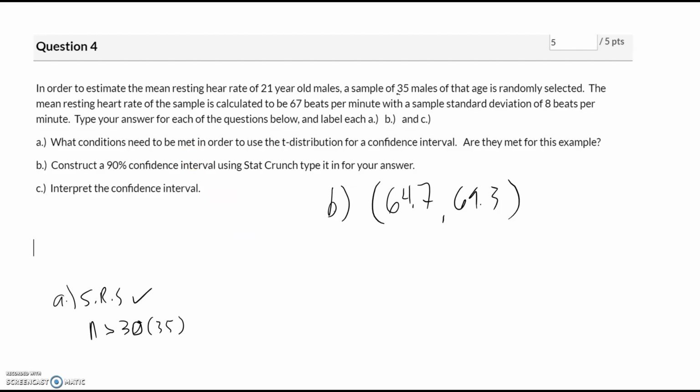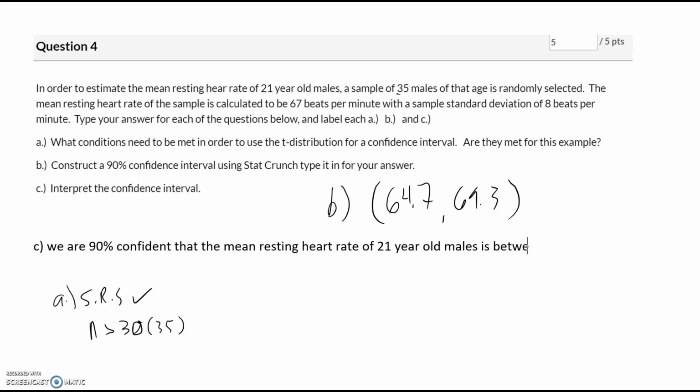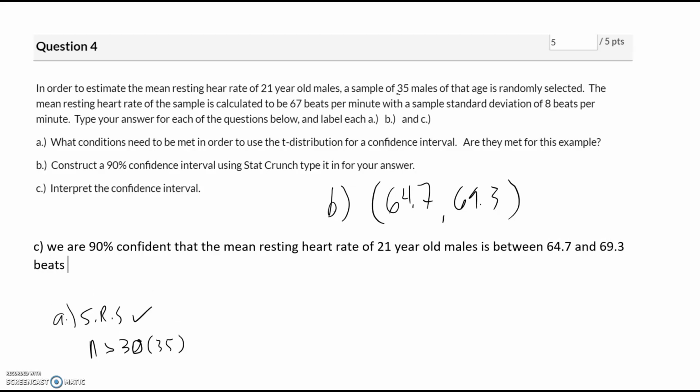Part C. And this one kind of goes the same. Right, the interpretation, we are 90% confident that the mean resting heart rate of 21-year-old males is between 64.7 and 69.3 beats per, don't forget your units, beats per minute.